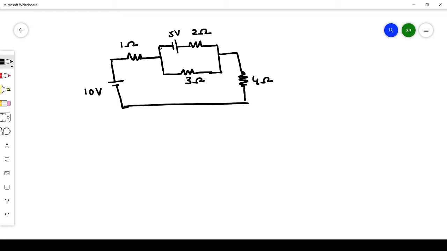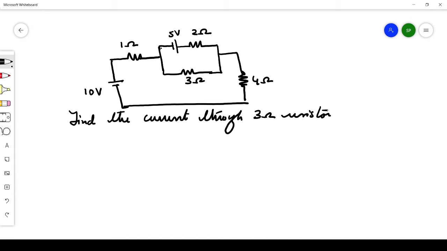The question is to find the current through the 3 ohm resistor by mesh analysis. So how will you do this? Before going on to solve the problem, what we have to do is assume the current direction in the mesh.